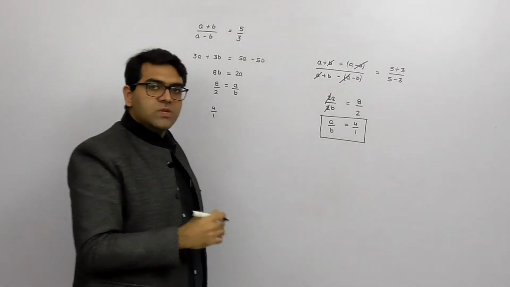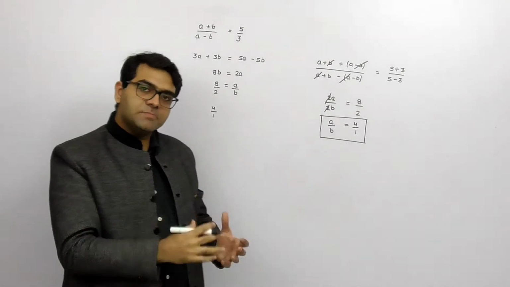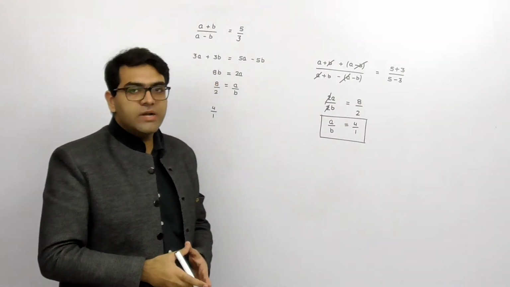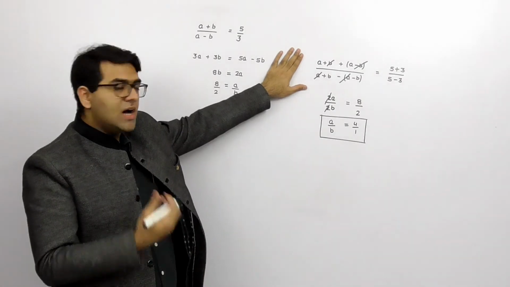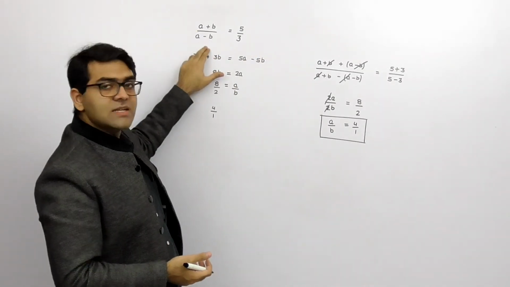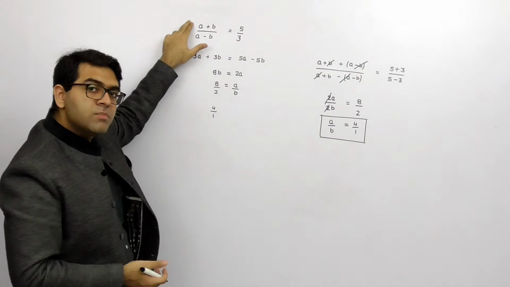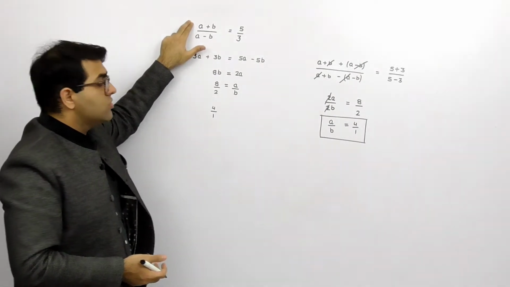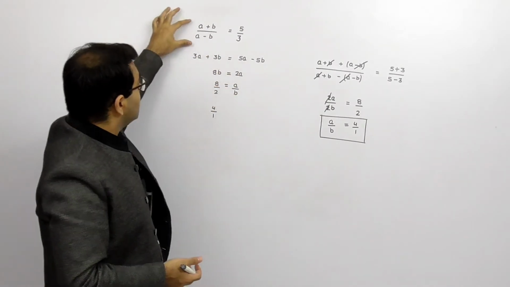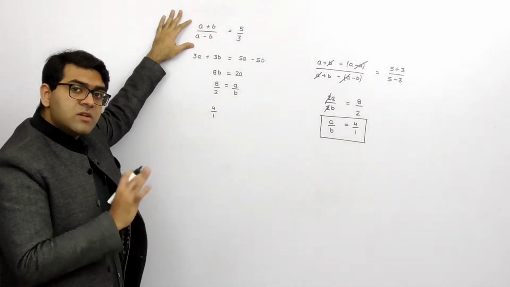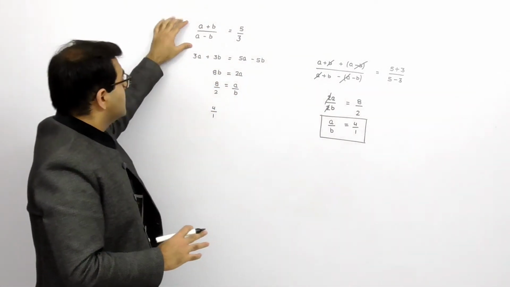Obviously, what I was doing here was trying to explain the concept of componendo and dividendo. That is why I actually wrote down this tip. Otherwise, seeing this, I would directly understand that if I apply componendo and dividendo on it, I will be left with a by b. So if I was solving this question, I really wanted to solve it orally.